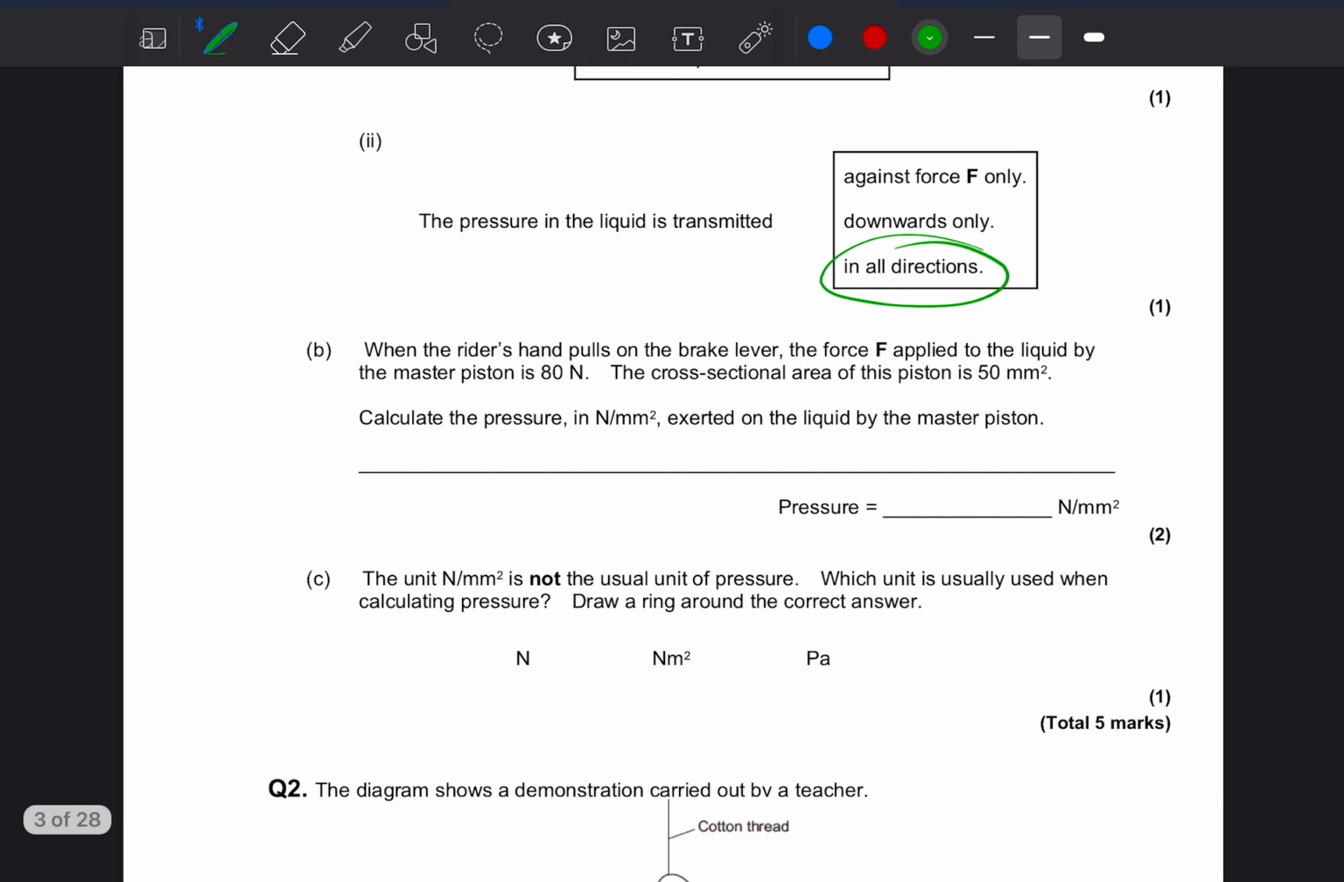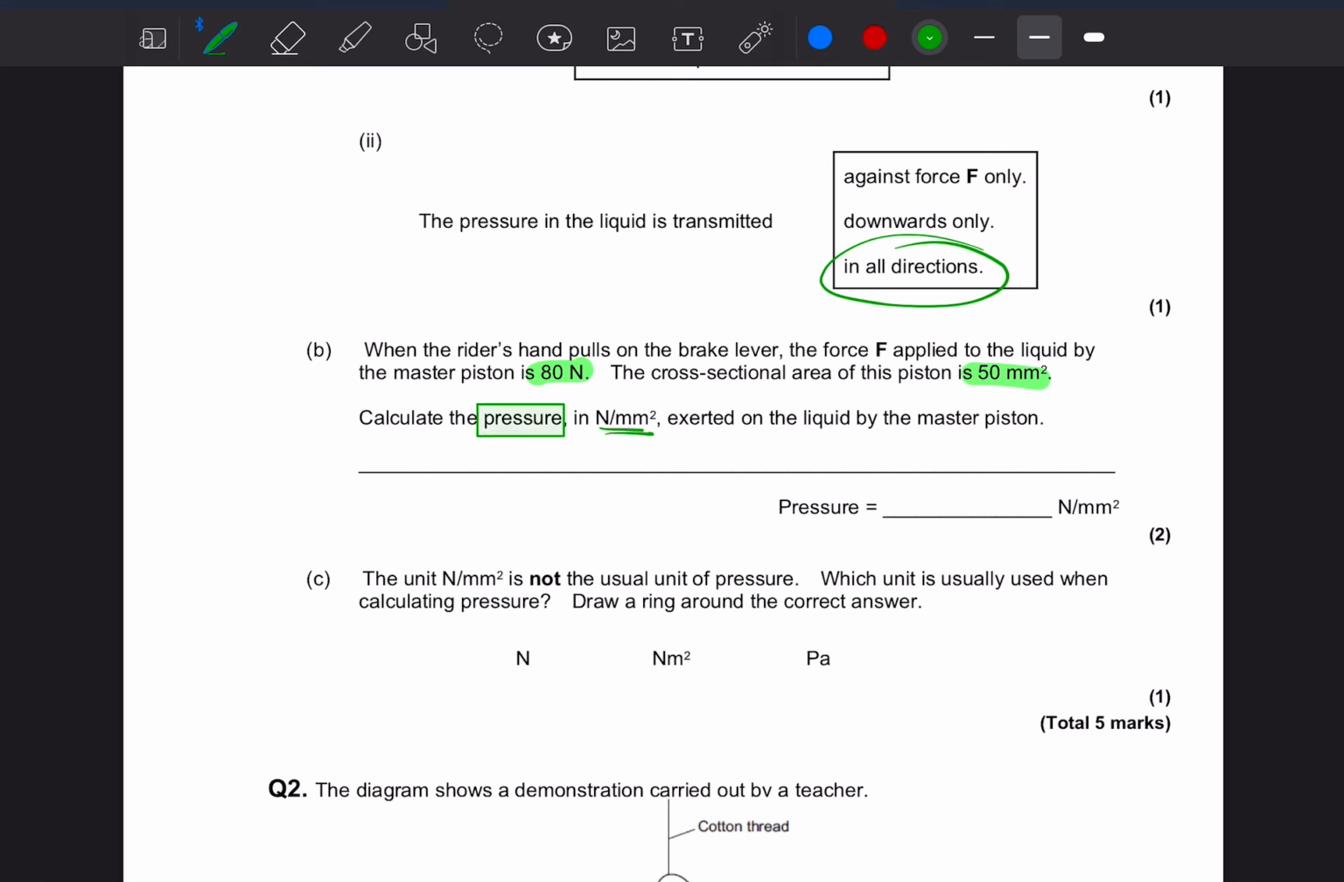When a rider's hand pulls on the brake lever, the force F applied to the liquid by the master piston is 80 newtons. Okay, get a highlighter and let's get those numbers in units. And we've got 15 millimeters squared. The cross-sectional area of the piston is 50 millimeters squared. Calculate the pressure, box the thing that you are trying to find, in newtons per millimeter squared.